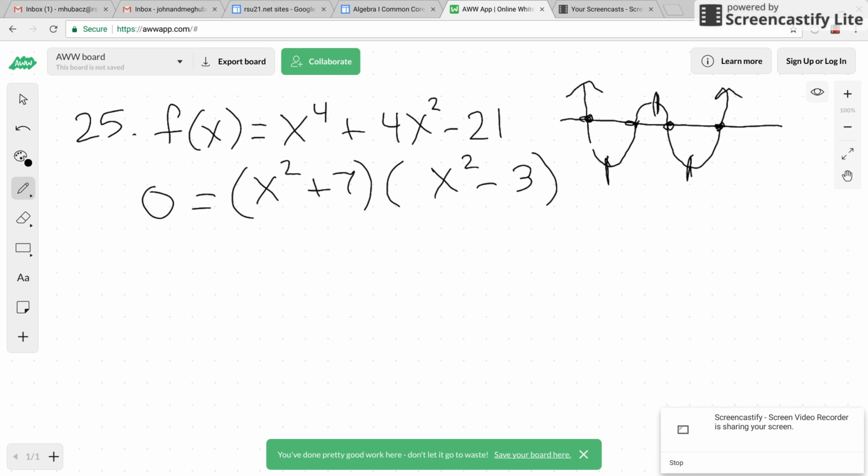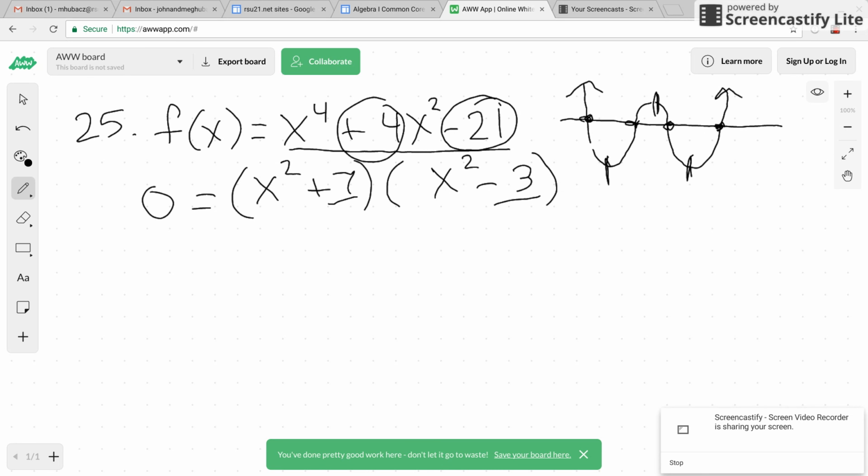That doesn't happen, however. When I factor this quartic polynomial, it's kind of factored like you would factor a quadratic. I know positive 7 times negative 3 equals negative 21. And I know that positive 7 plus negative 3 equals positive 4.